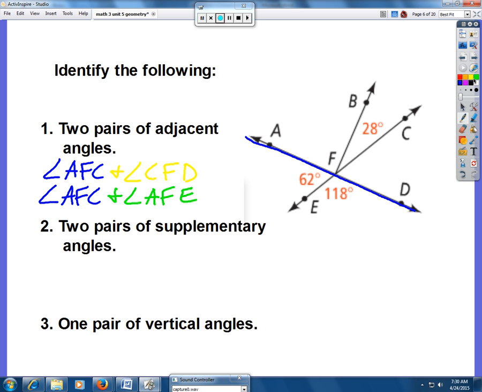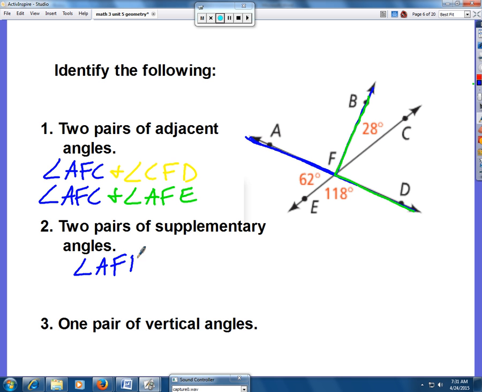So first I'm going to try AFB, and looking at what other angle I would add to that to make 180 degrees, I have to go this far. Well, it would be BFD. So you could use the angles AFB and angle BFC.